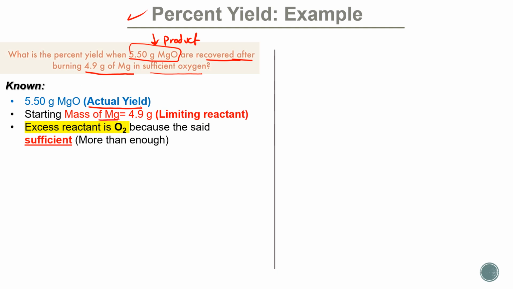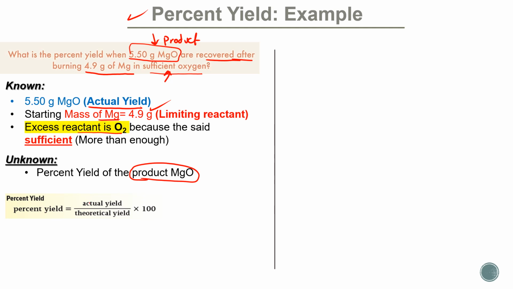And we have the mass of Mg 4.9 grams. And we have excess reactant O2 لأنه يقول لك sufficient oxygen. Sufficient يعني كافي أو بزيادة. Okay? So what we want to know is to find the percent yield of the product MgO.